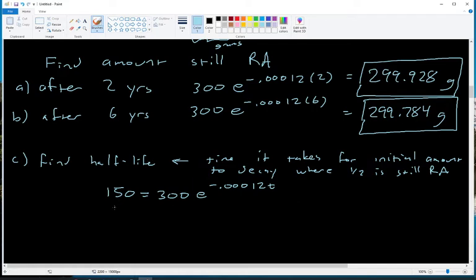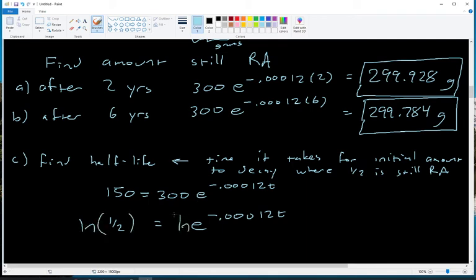So I divide the 300 across. This gives me a half equals e to the negative 0.00012t. Since after 2 years and after 6 years we were seeing the decay be very little, I'm expecting the half-life to be pretty big. I think it's going to take a pretty long time for the 300 grams to decay down to 150, because over 6 years the 300 grams decayed only to 299.784, so it barely decayed. So this is probably going to be a pretty big number.